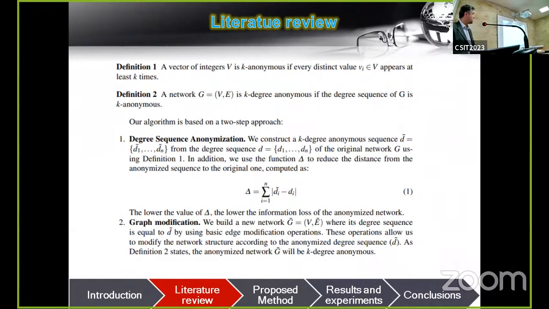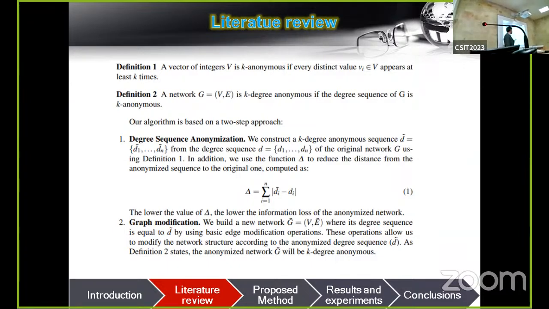Definition 1, a vector of integers V is k-anonymous if every distinct value Vi belonging to V appears at least k times. Definition 2, a network G equals V and E is k-degree anonymous if the degree sequence of G is k-anonymous. Our algorithm is based on a 2-step approach. This is the work of Liu. Degree sequence anonymization: we construct a k-degree anonymous sequence D tilde equals D1, D2 until Dn tilde from the degree sequence D equals D1, D2, Dn of the original network G using definition 1. You can see this definition.